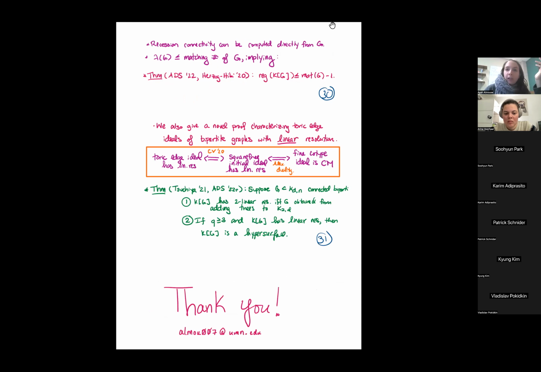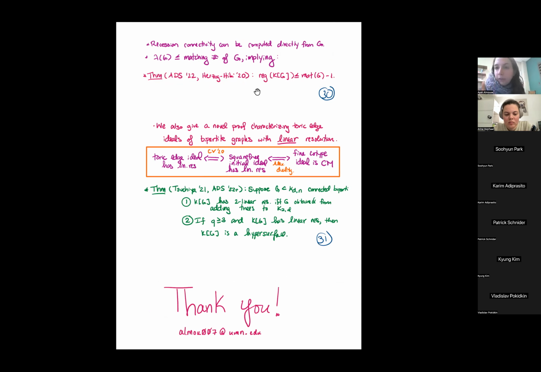For instance, the recession connectivity is bounded above by the matching number of the graph, okay? And so this actually implies a result of Herzog and Hibi that they actually took a lot of work to prove. For us, it ends up being kind of just a corollary. Which is pretty nice.